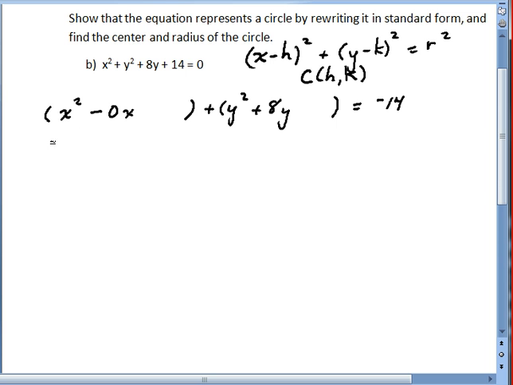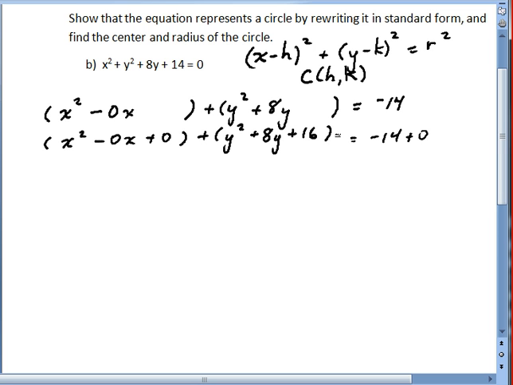Now I'm going to complete the squares, noticing that to complete the square in x, half of 0 squared is actually 0, so we're going to add a 0. For completeness, I'll also add it on the right, and then we're going to complete the square in the y, which means to add half of 8 squared to both sides, which is 4 squared, or 16.